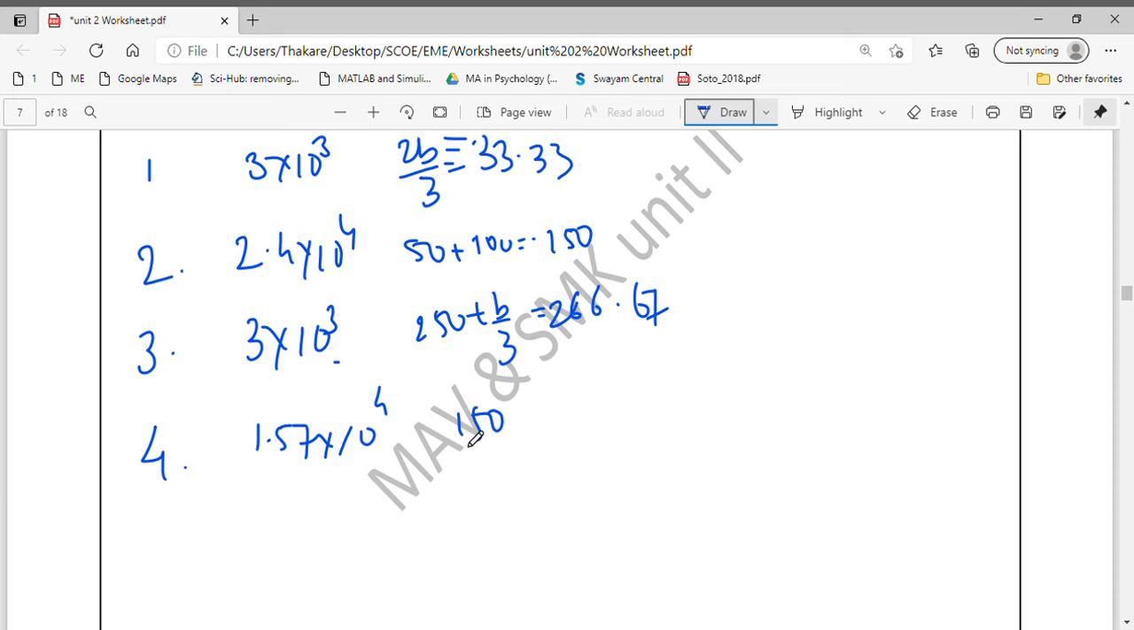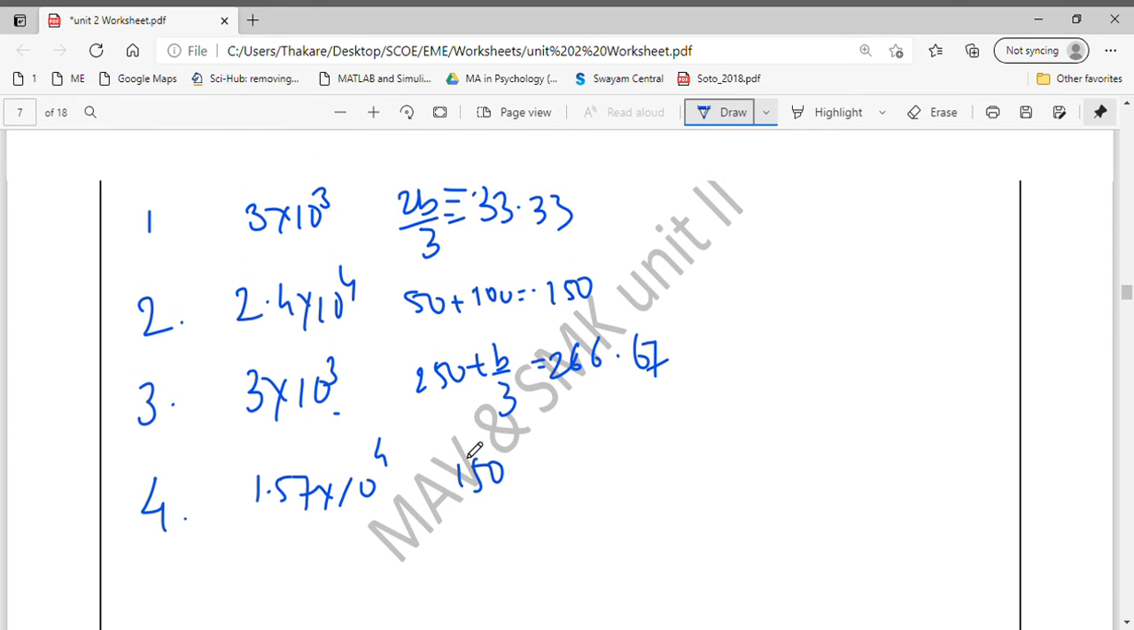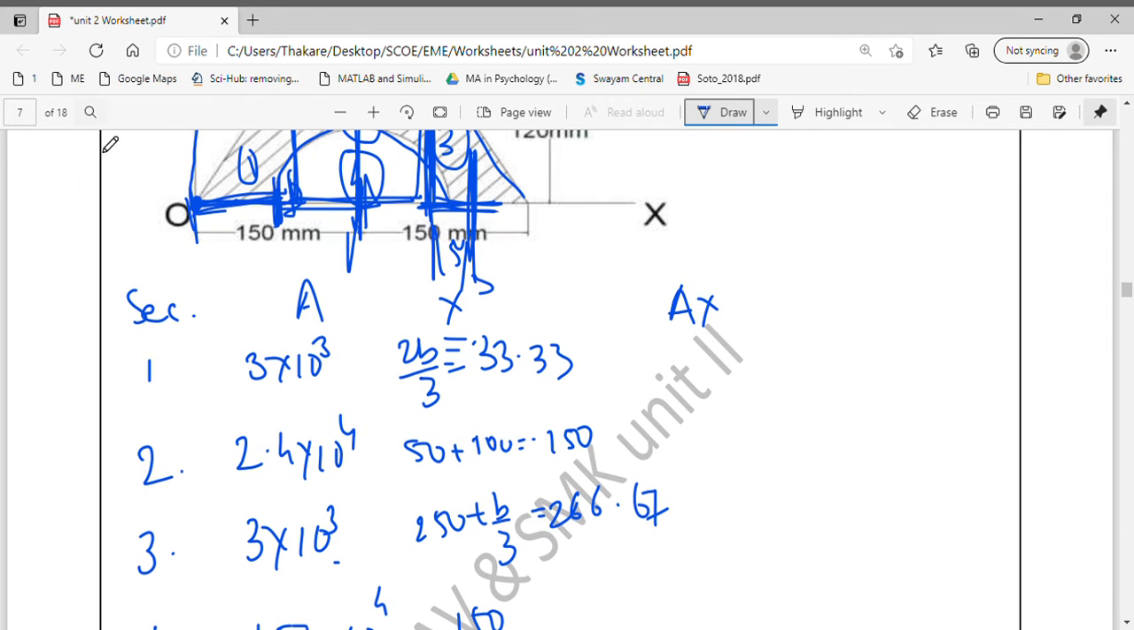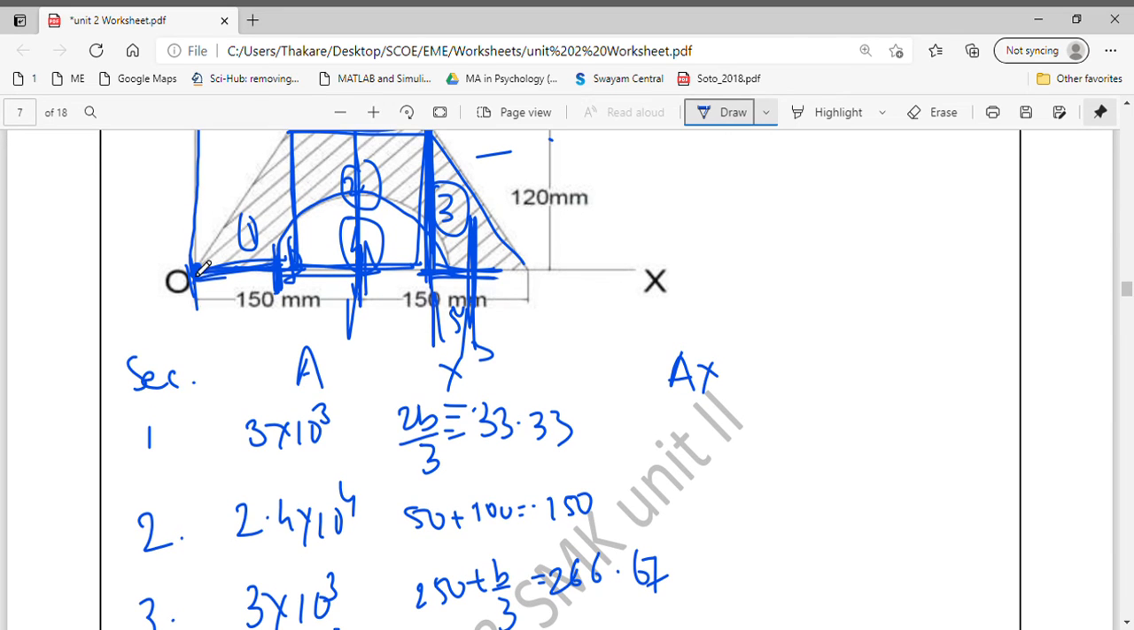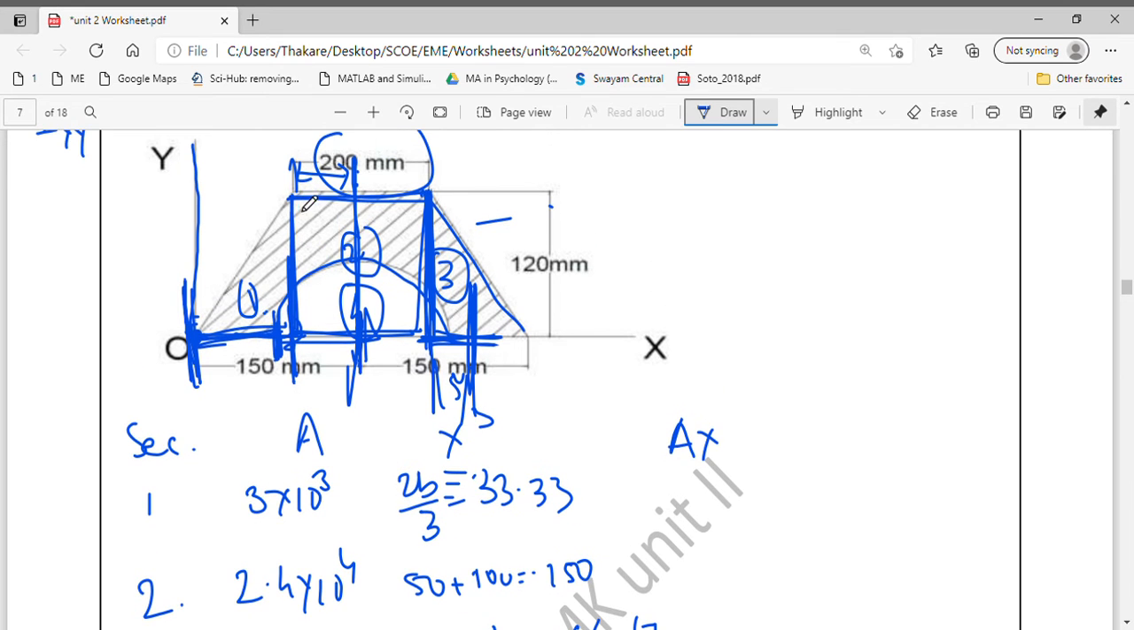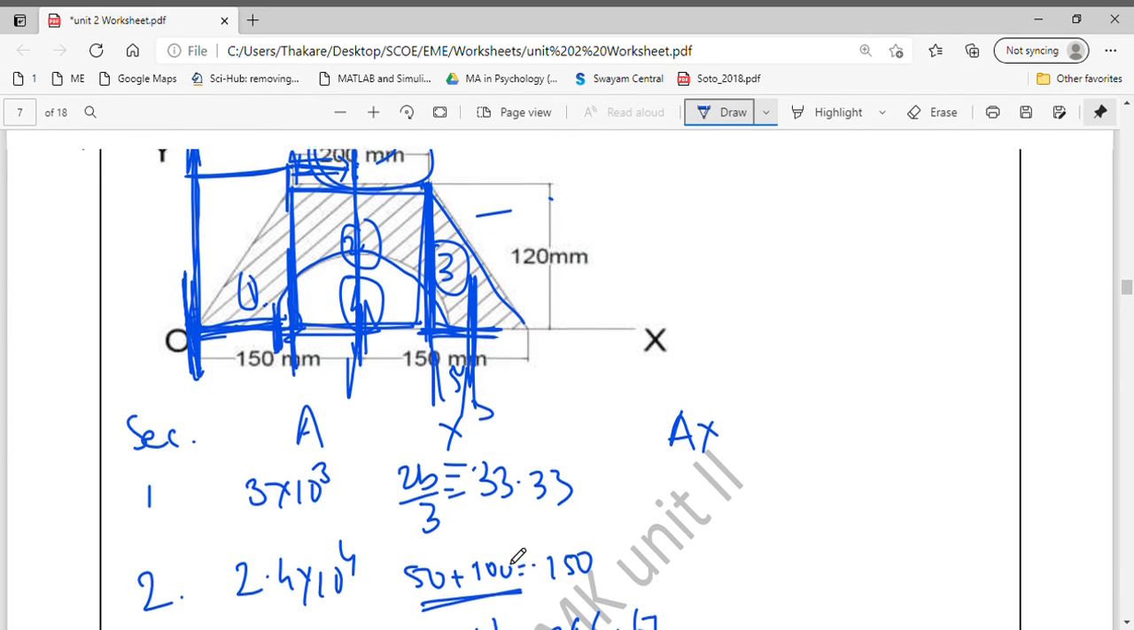I will repeat these vertical centroidal axis of individual figures once. For a right angle triangle, when the vertical axis is at the other end, not collinear with your 90-degree ka angle, it is lying at 2b by 3. The rectangle's centroidal axis lies at 200 by 2, but we need its distance from this axis, so it is 100 plus this much is 50, so we took it as 50 plus 100.